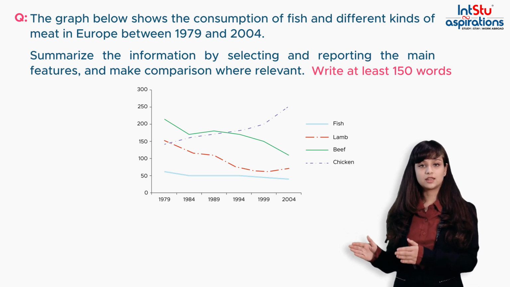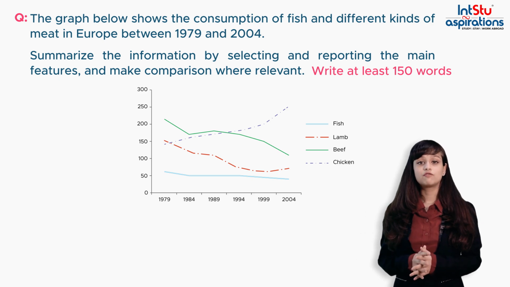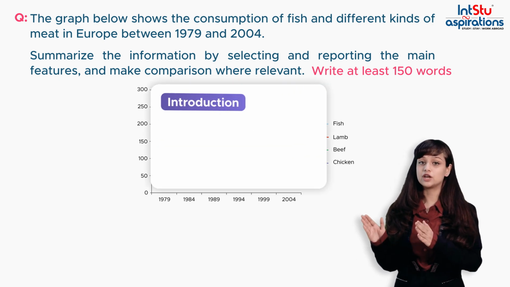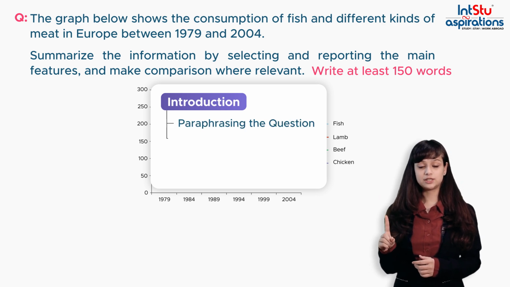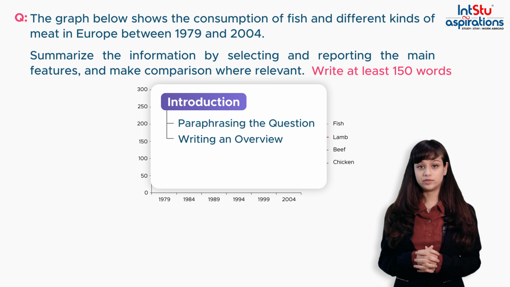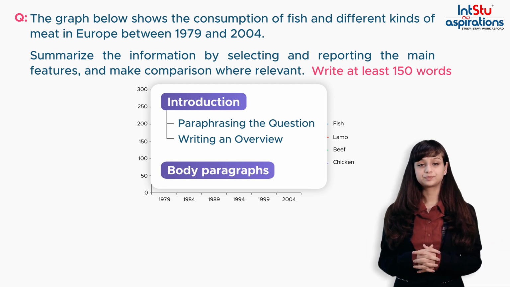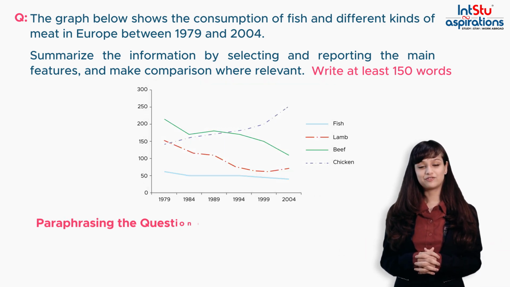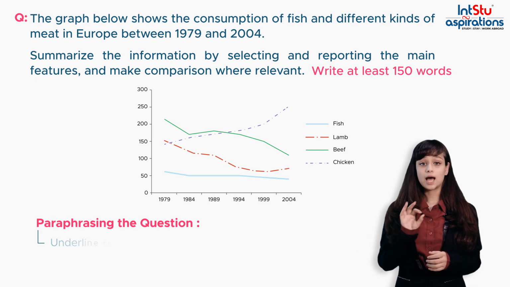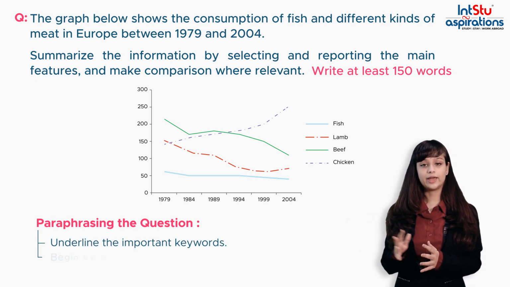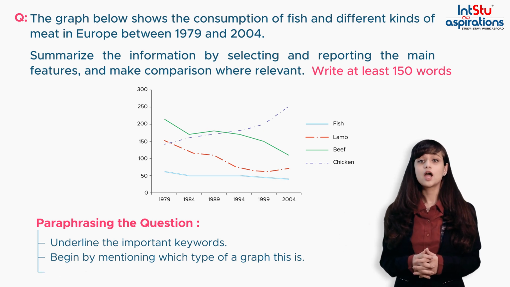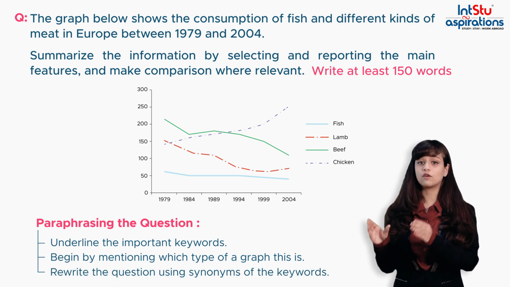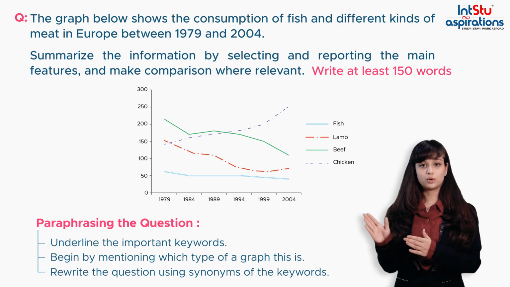Let us first understand the format of writing an academic writing task 1. We will always begin with writing an introduction which consists of two parts, paraphrasing the question and writing an overview, and then we write the body paragraphs. So, let us see how to paraphrase this question. First, underline the important keywords, then begin by mentioning which type of graph this is, and rewrite the question using synonyms of the keywords.